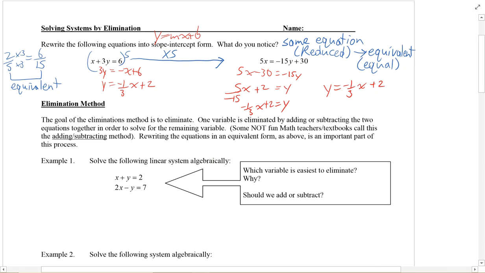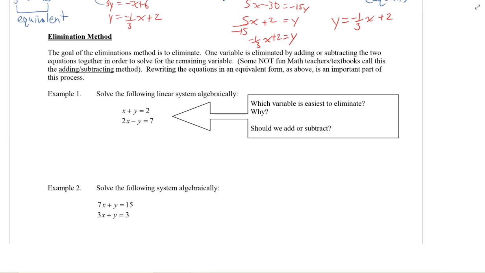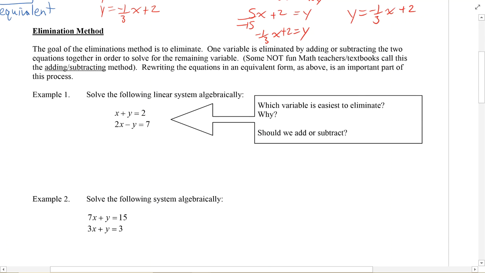Now, with elimination, other teachers say one's adding and this is subtracting. Even your worksheet is going to have them separate, but you don't need to be. You can do elimination whichever way you want, adding or subtracting. So let's look into it a little bit. Our goal is to eliminate one of the variables. We're going to eliminate by adding or subtracting two equations in order to solve for the remaining variable.